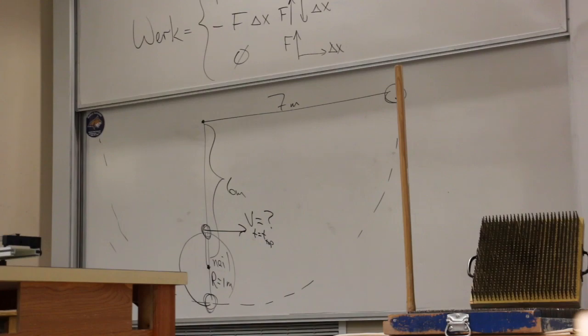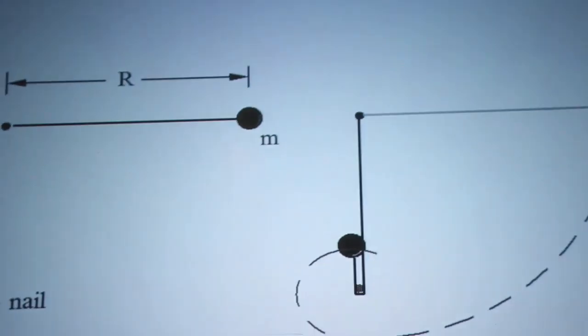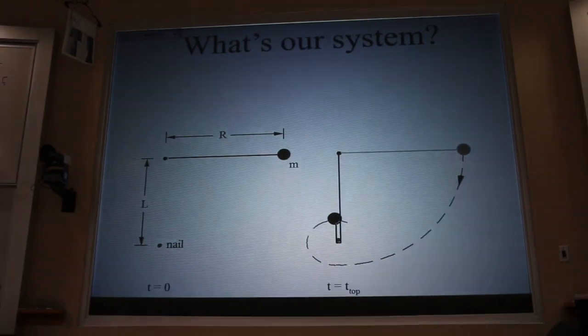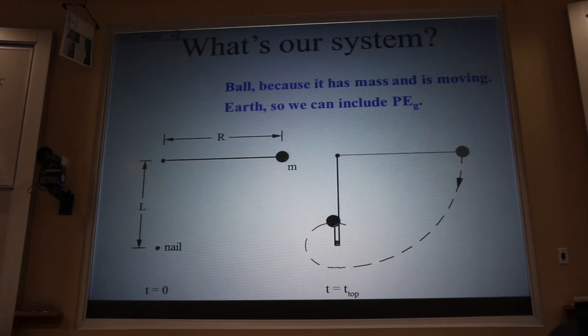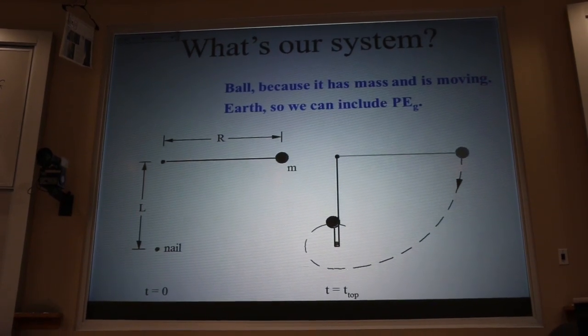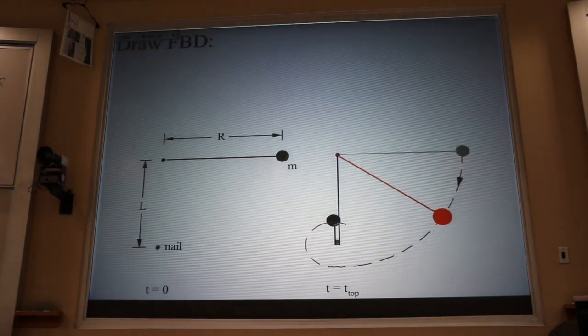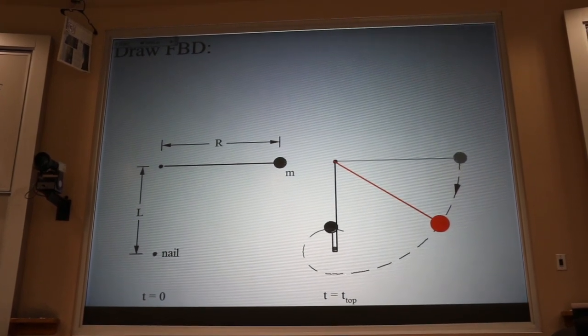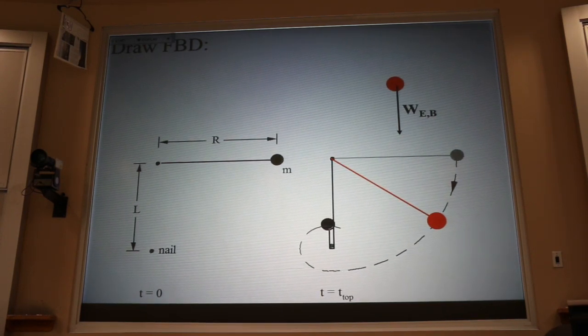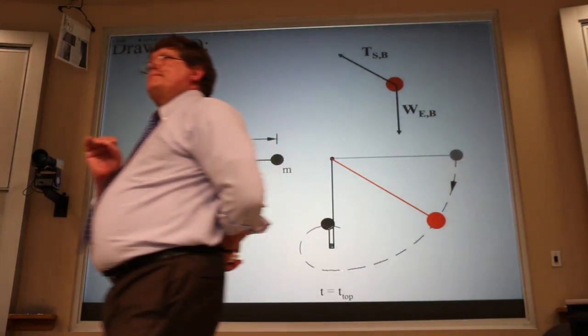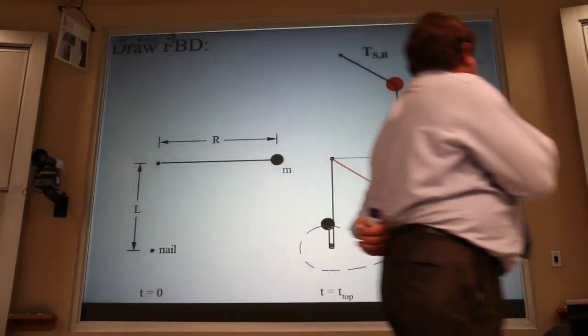Now, the first question we have to ask ourselves is, what's our system? Well, we include the ball because it's moving and it has mass. We always include the Earth so that we can talk about gravitational potential energy. And that's it. Now, if we look at a free body diagram at some random location, we have the weight force down, Earth on the ball. We have the tension force by the string on the ball. And what we're looking for is any external work on our system.